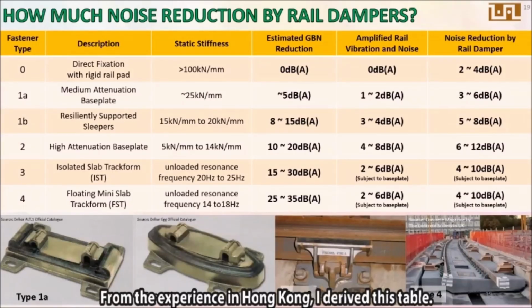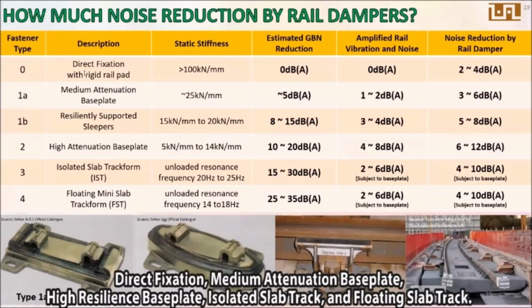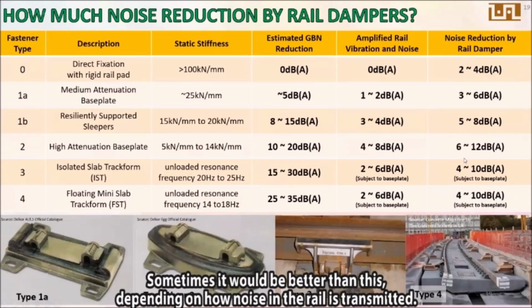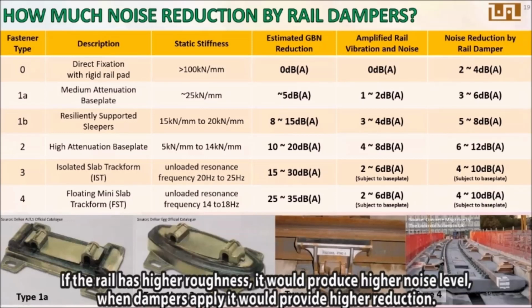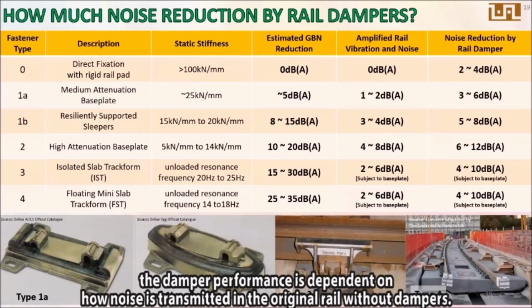From the experience in Hong Kong, I divided this table. In Hong Kong, the fastener type is divided into 4 types: direct fixation, medium attenuation base plate, high resilient base plate, isolated slab track, and floating slab track. And the corresponding noise reduction of the damper is there. And sometimes it would be better than this, depending on how noisy the rail is. If the rail is rougher, then it produces a higher noise level. When a damper is applied, it would produce higher reduction. All this is talking about the relative. The damper performance depends on how noisy the original rail is without the damper.